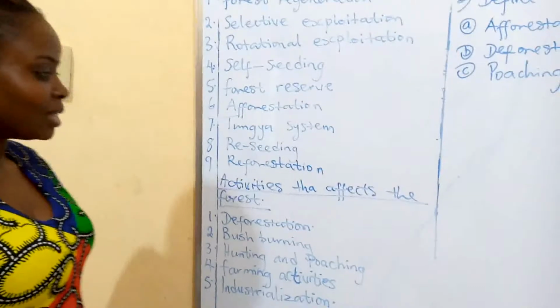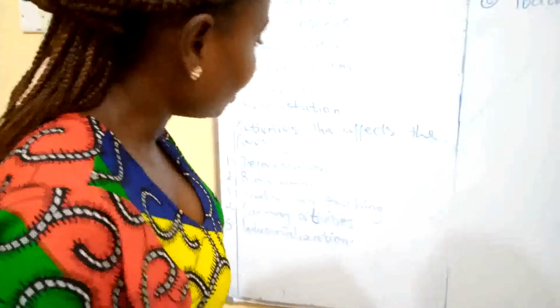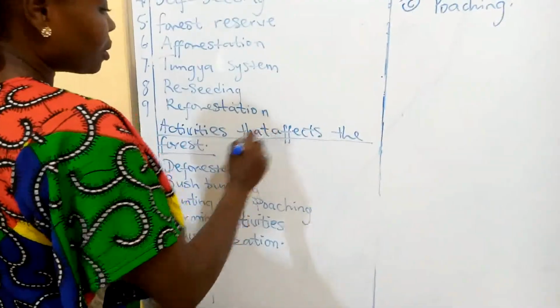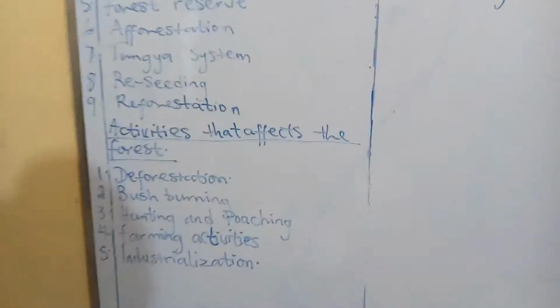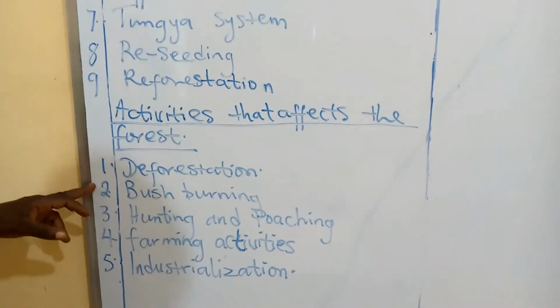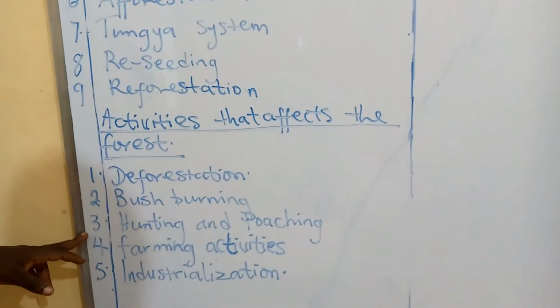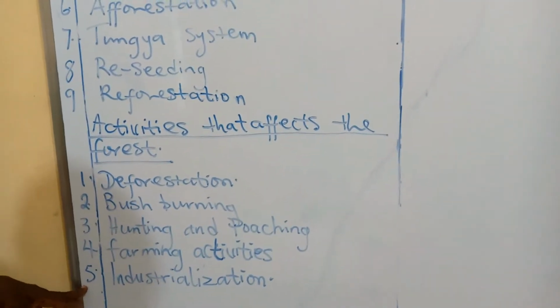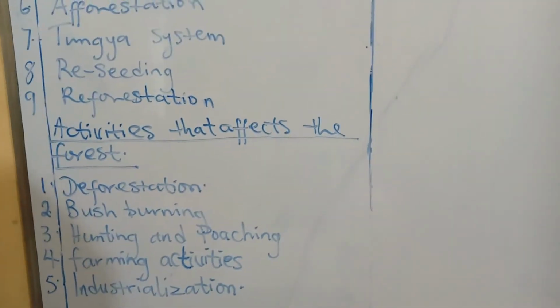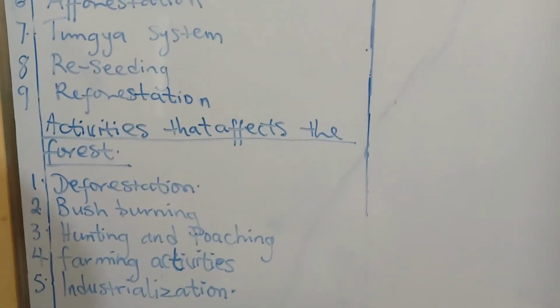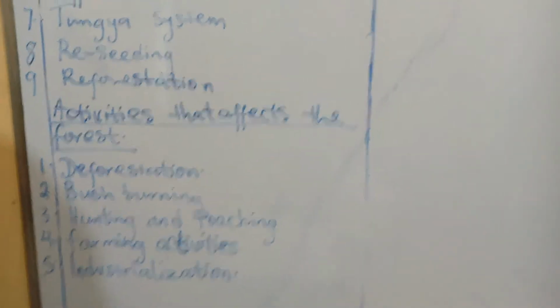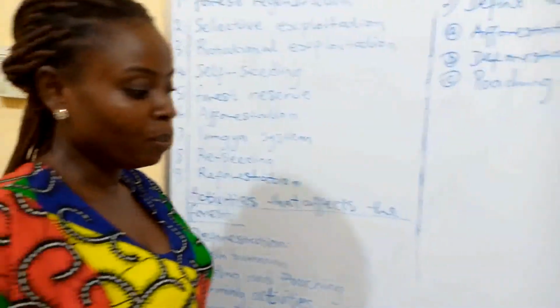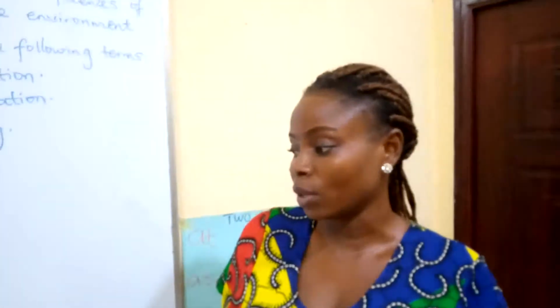Okay, these are the activities that affect our forest. Number 1 is deforestation. Number 2, bush burning. Number 3, hunting and poaching. Number 4, farming activities. Number 5, industrialization. Yes, we're talking about the improvement of science and technology. So that makes our forests disappear because we want to destroy all the trees and maybe set up an industry there. And they say that everything that has an advantage has a disadvantage.